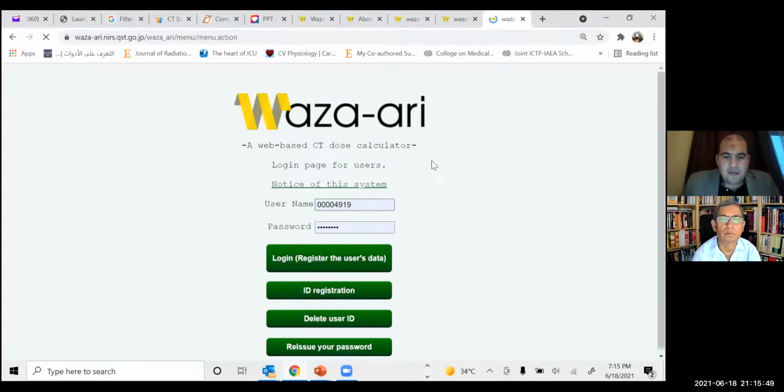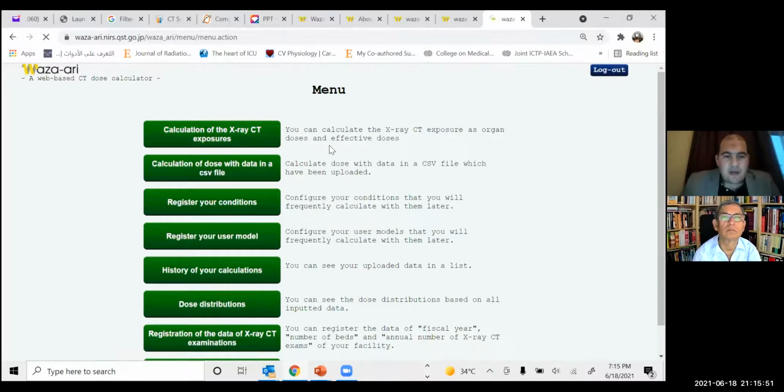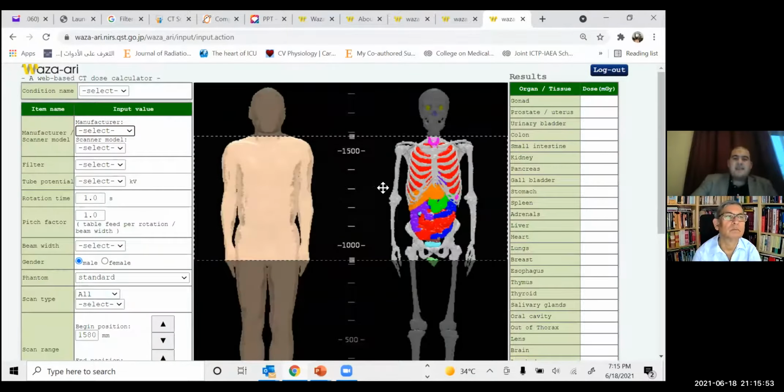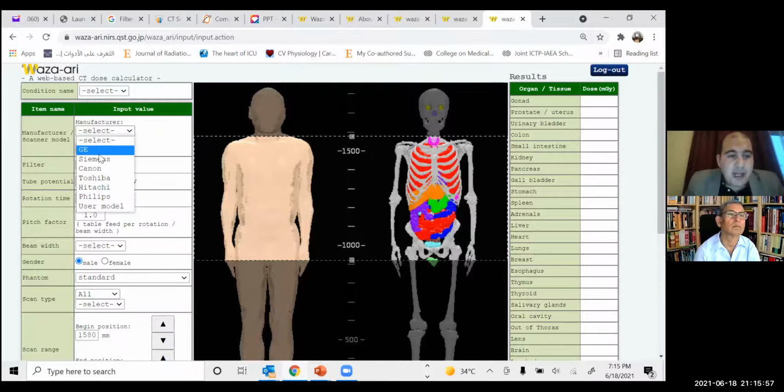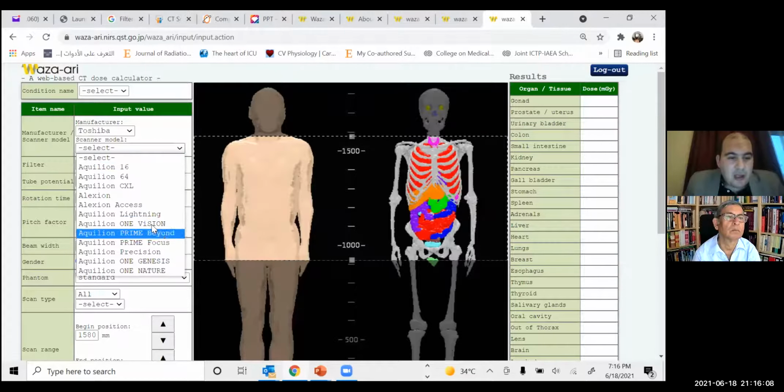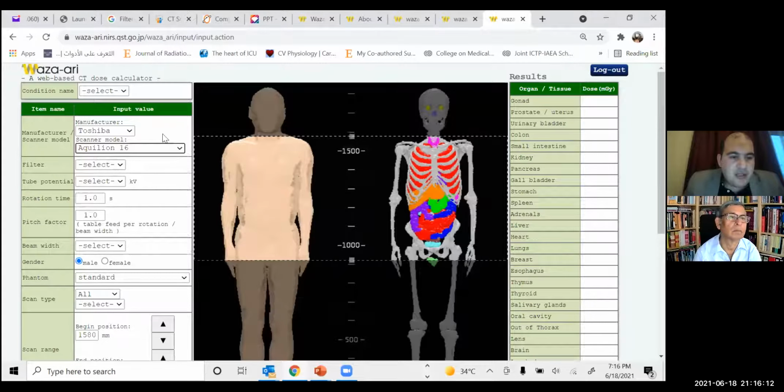And after you register, you can calculate the X-ray CT exposure. You find this image, so easy. You have to select the manufacturer you need. You can use Siemens, Canon, Toshiba, whatever you want. For example, I can use Toshiba. So I have to select the scan model, the version, whichever one you need. We can use Aquilion 16, for example. And I can use here body or further, let's use body.